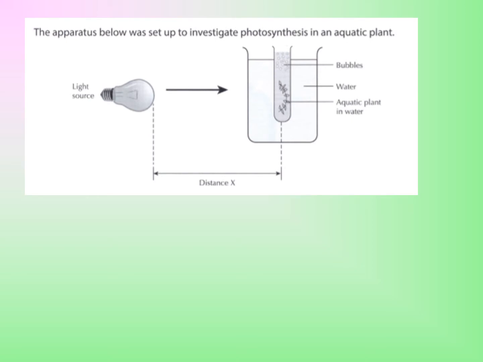So in this past paper question, the apparatus below was set up to investigate photosynthesis in an aquatic plant like Elodea. So we can see, as described before, the light source. We're going to obviously change the light intensity by moving the bulb closer to the Elodea, and we're going to obviously measure the oxygen bubbles over time.